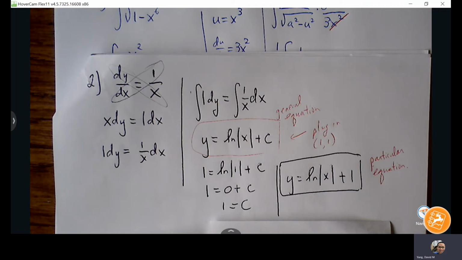Okay, part B says state the domain, but let's sketch the graph first, right? You're given the ordered pair (1, 1), so plot (1, 1) onto the graph, and the slope field is there to help guide your graph a little bit, right? And the graph should also look like this: natural log of the absolute value of x, plus 1. So you know what the graph looks like, and the slope field helps you create that graph. Okay, any questions with part A here?